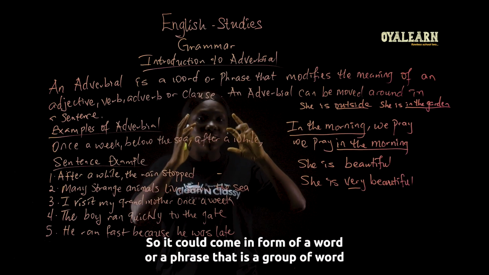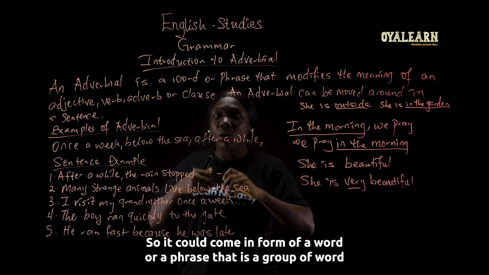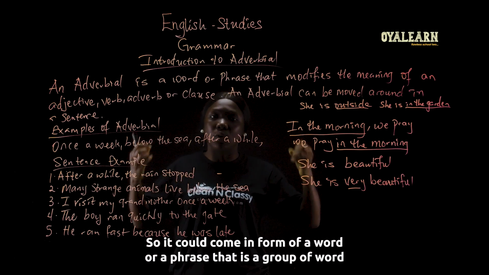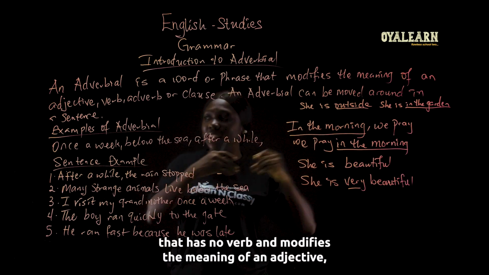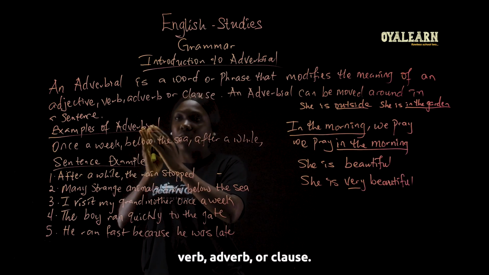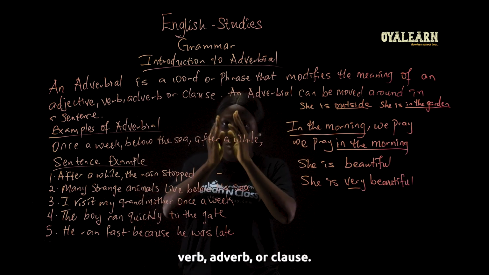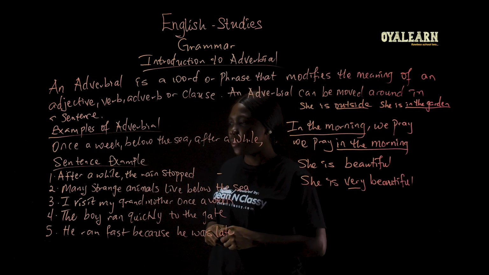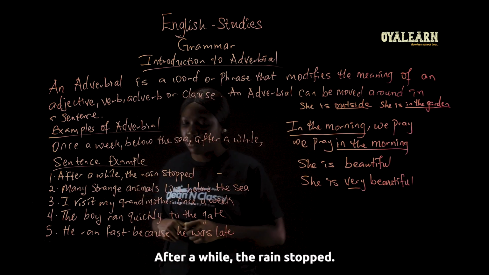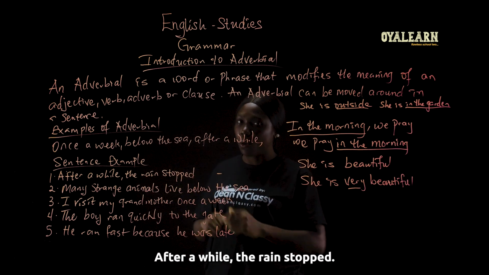So it could come in form of a word or a phrase. That is a group of words that has no verb and modifies the meaning of an adjective, verb, adverb, or clause. All right, sentence example: After a while, the rain stopped.